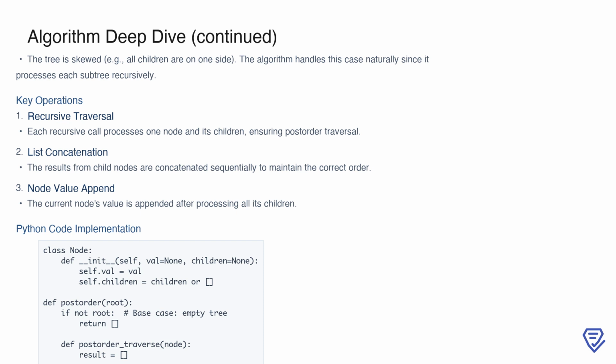With these operations in place, we can implement the algorithm in Python. We start by defining a node class to represent the N-ary tree structure. The postorder function begins with a base case. If the root is none, we return an empty list. Then, we define the recursive helper function postorder_traverse to handle the traversal process.